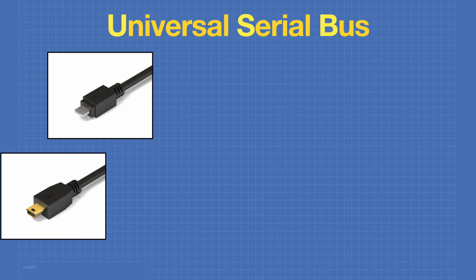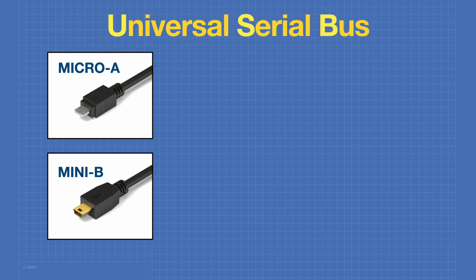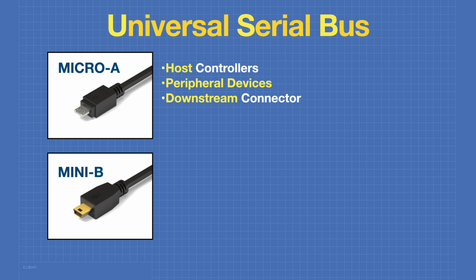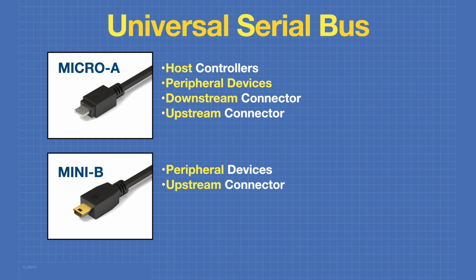USB would eventually evolve to have micro and mini connectors. The micro A connector is interesting in that it can be both a host controller or a peripheral device. It can be a downstream or upstream connector. The mini connector can just be a peripheral device or upstream connector.